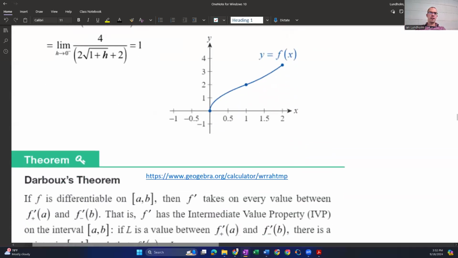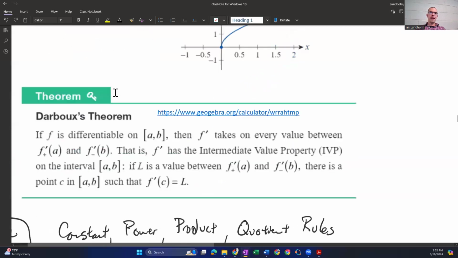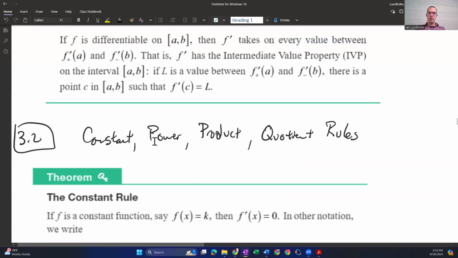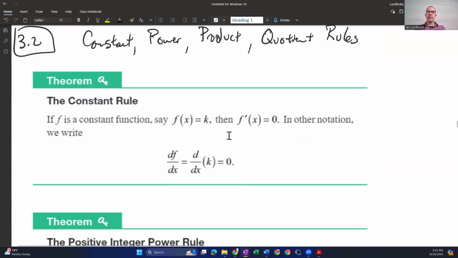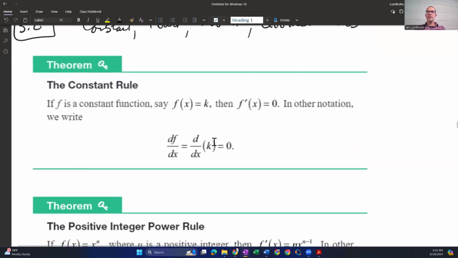All right, so we already talked about Darboux's theorem, and we're getting into 3.2. In 3.2, we're going to look at just a bunch of little rules here, and the most interesting new thing that we'll look at here at the end of class is probably the product rule. The constant rule says that if you've got a function that is just constant at just one y value, it means that the slope is equal to 0. Horizontal line, slope is equal to 0. So the derivative of any constant just goes to 0.